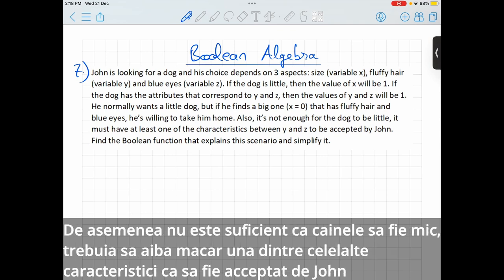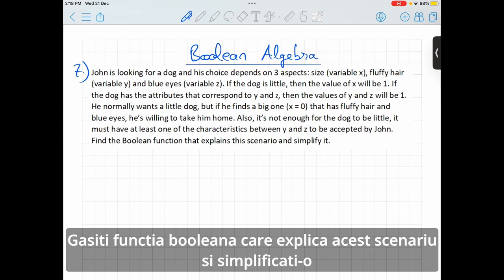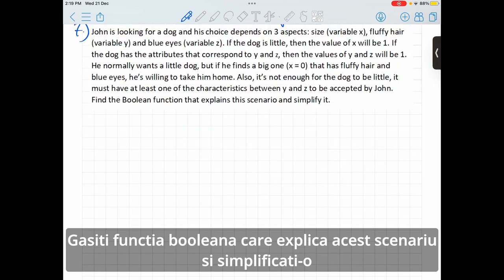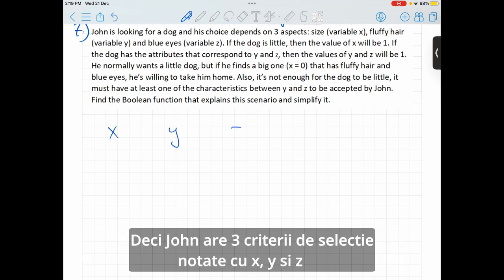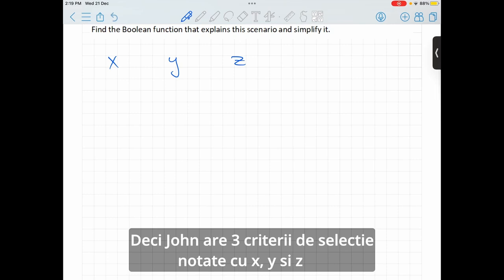Also, it's not enough for the dog to be little. It must have at least one of the characteristics between Y and Z to be accepted by John. Find the Boolean function that explains this scenario and simplify it. Okay, so first of all, we have to draw the truth table. So John has three attributes he's looking at, and we will note them with X, Y, and Z. And we have the following values.